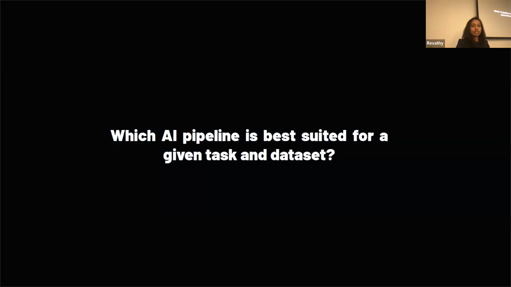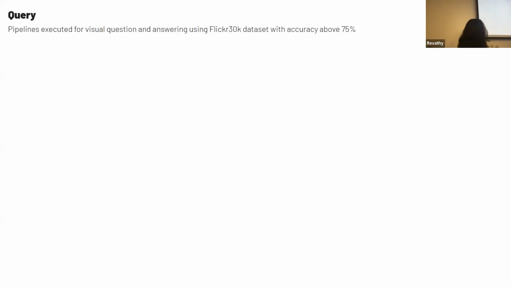Now let's look into a completely different domain. Which AI pipeline is best suited for a given task and a data set? This is a question that's asked by us researchers, AI researchers specifically, because it has become increasingly costly to train the models because of the size and the pace at which they are growing. So let's say we have a question like this: Pipelines executed for visual question and answering using Flickr 30K dataset with an accuracy above 75%.